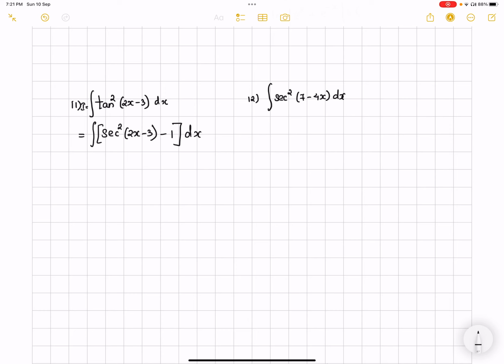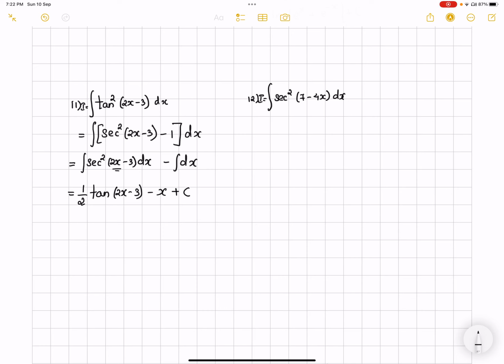Now, we do have a formula for integration for secant square. So let's integrate directly. So we have integral secant square of 2x minus 3 dx and then minus dx. So secant square integration is going to be tan, right? But we have a linear expression inside. That means 1 by 2 times tan of 2x minus 3 minus x plus c is going to be my answer. Same way here as well, but I would be getting a negative sign because we have minus 4x. So let's start doing this one.